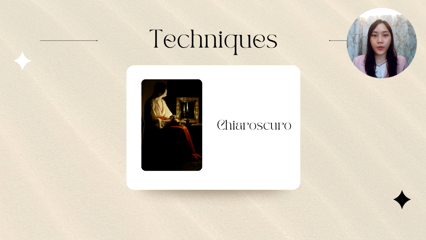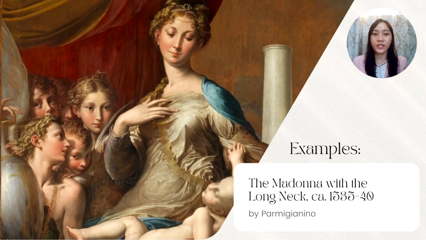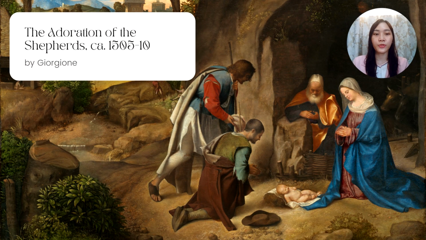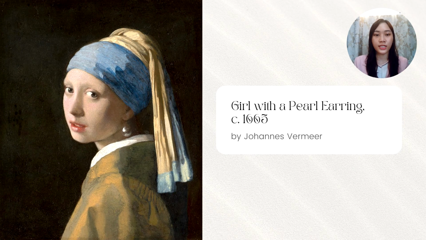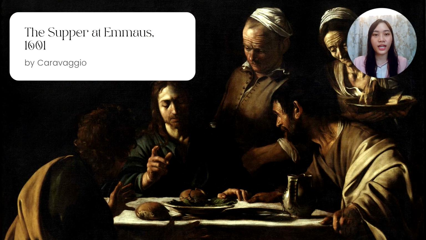So examples of Baroque art painting are the following. First is the Madonna with a Long Neck. Second is the Adoration of the Shepherds. Third is the Girl with a Pearl Earring. And lastly, the Supper at Emmaus.